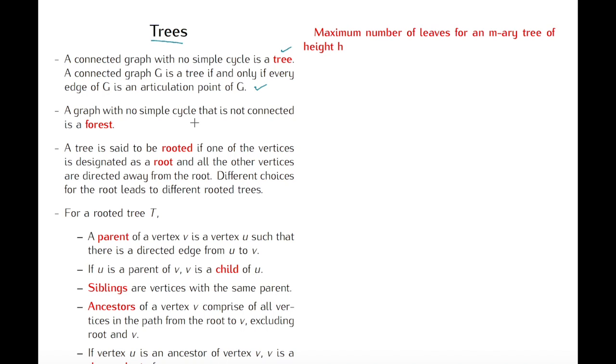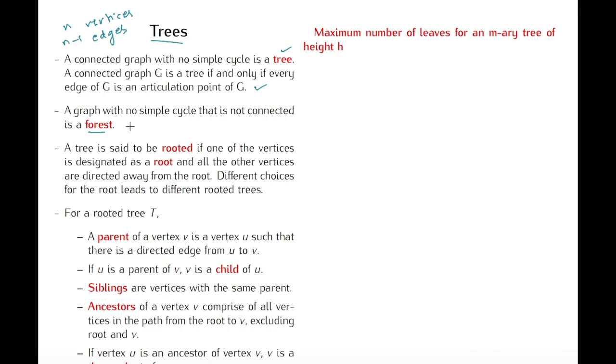Another alternate definition you will see in text is a connected graph with n vertices and n minus 1 edges. So n vertices and n minus 1 edges is also a tree. It has to be connected. And if we have a graph with no simple cycle that is not connected, that is called a forest. So every component of that graph is a tree.